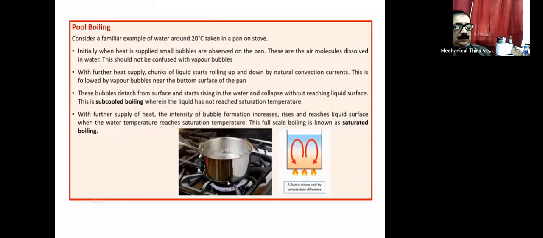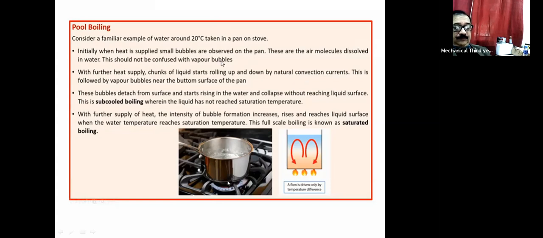Now we'll go a little bit deeper to understand this pool boiling. Again, let us see. Consider a familiar example of water around 20 degrees Celsius taken in a pan on a stove. Fine. Initially, when heat is supplied, small bubbles are observed on the pan. What I say? These are the air molecules dissolved in water. Bubbles are nothing but air molecules dissolved in water. This should not be confused with vapor bubbles.